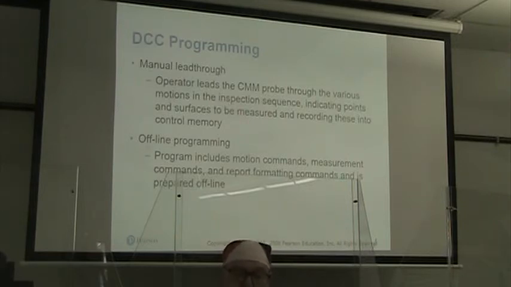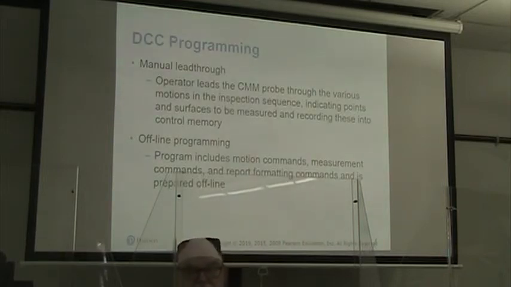We can also do offline programming, where the program will include motion commands, measurement commands, and report formatting commands, and is prepared offline, very much like a CNC program.